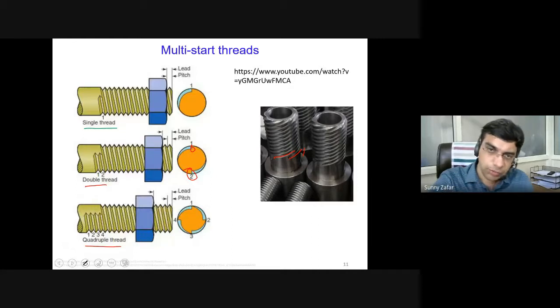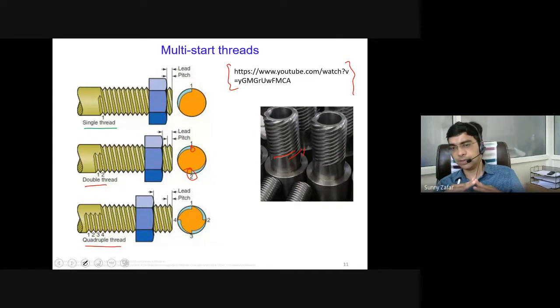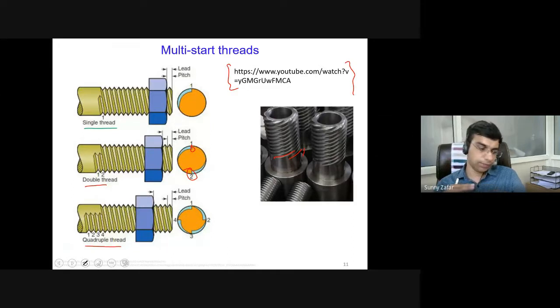There is also a YouTube video link which you can explore later on. I will post the updated slides. The slides have been slightly changed, what is available in the Moodle. In the updated slides, this YouTube link is also there, in which you can explore how these multi-start threads are produced using machining operation.